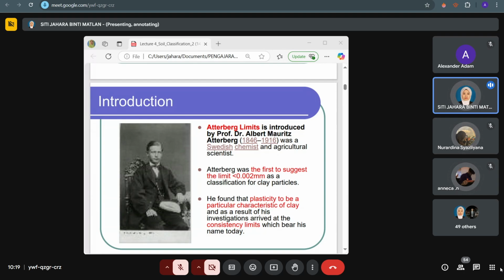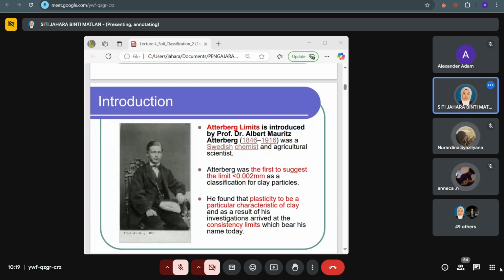Basically, Atterberg was the first to propose a particle size limit of less than 0.002 mm to classify the clay particles. Through his study, he discovered that plasticity is a unique and defining property of clay soil. From his investigation, he developed what we now call the consistency limit.